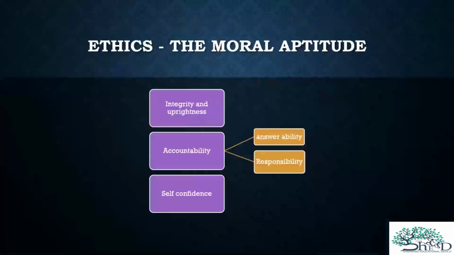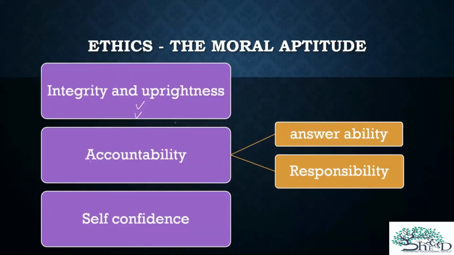Let's move on to the ethics part, the moral aptitude. I think it's a bit small. Just a second, let me increase the font size. Okay, I think now it's fine. So we come to the ethics part, the moral aptitude of the civil servant. In this, we will focus on three values: integrity and uprightness, accountability and self-confidence. You can also call them characteristics.